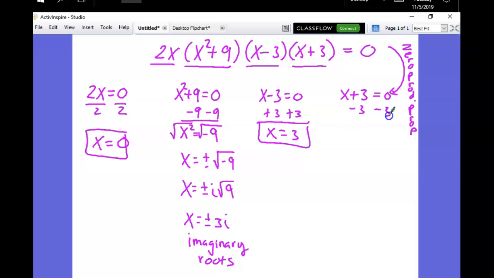And here. So basically, this polynomial touches the x-axis at 3 spots: 0, 3, and -3. Okay?